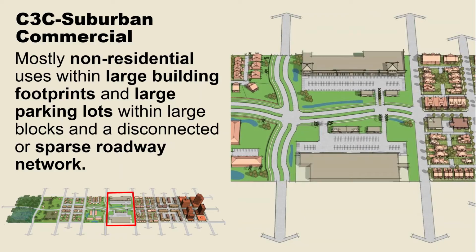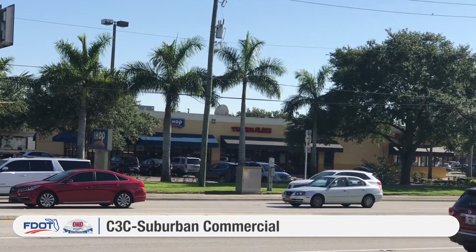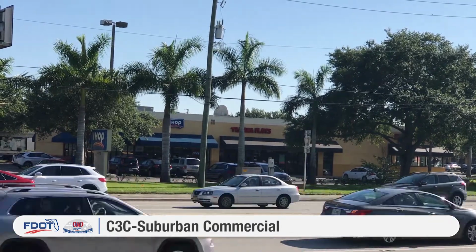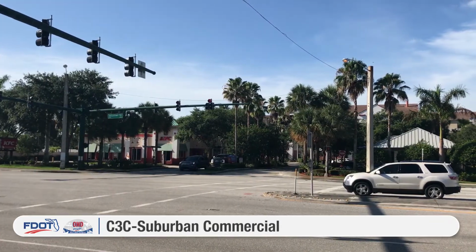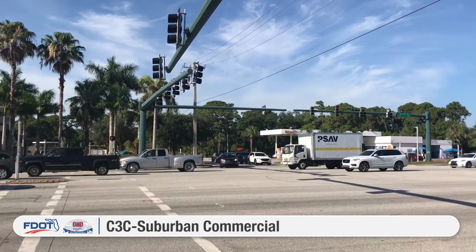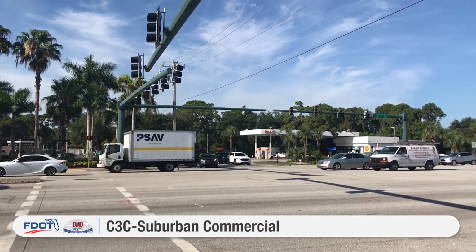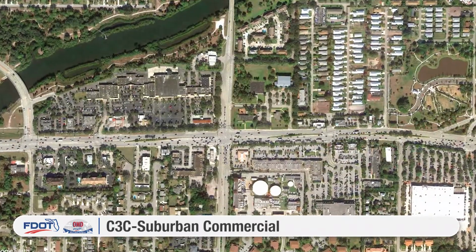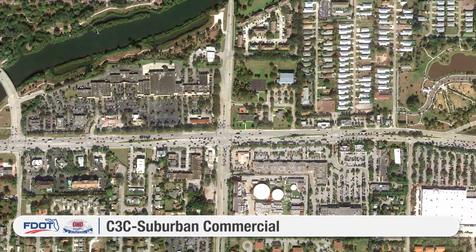C3C Suburban Commercial includes mostly non-residential uses, with large building footprints and expansive parking lots within large blocks and a disconnected or sparse roadway network. State Road 706 in Jupiter serves as a suburban commercial area. These areas may include retail, office, multifamily residential, institutional, or industrial uses with large setbacks on all sides.